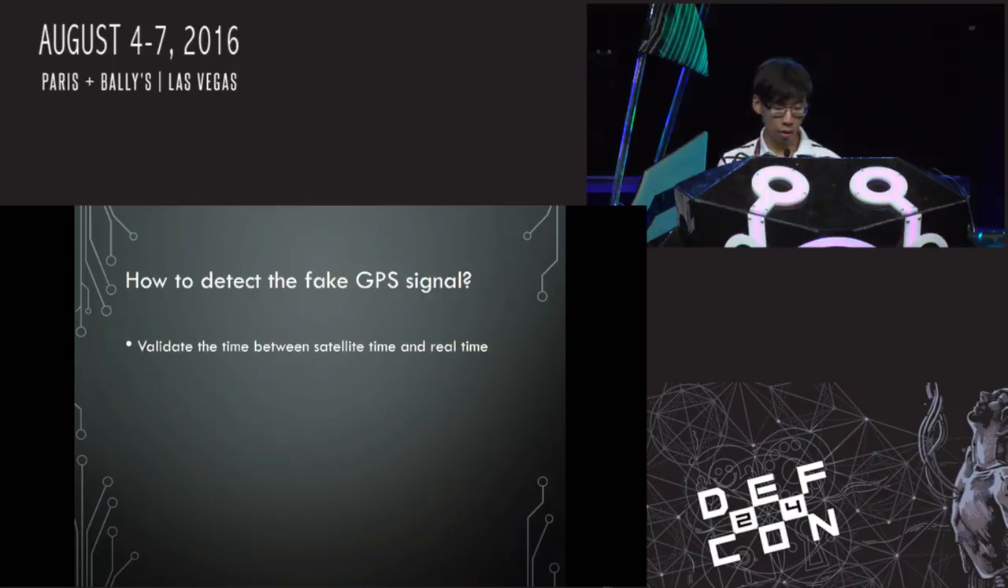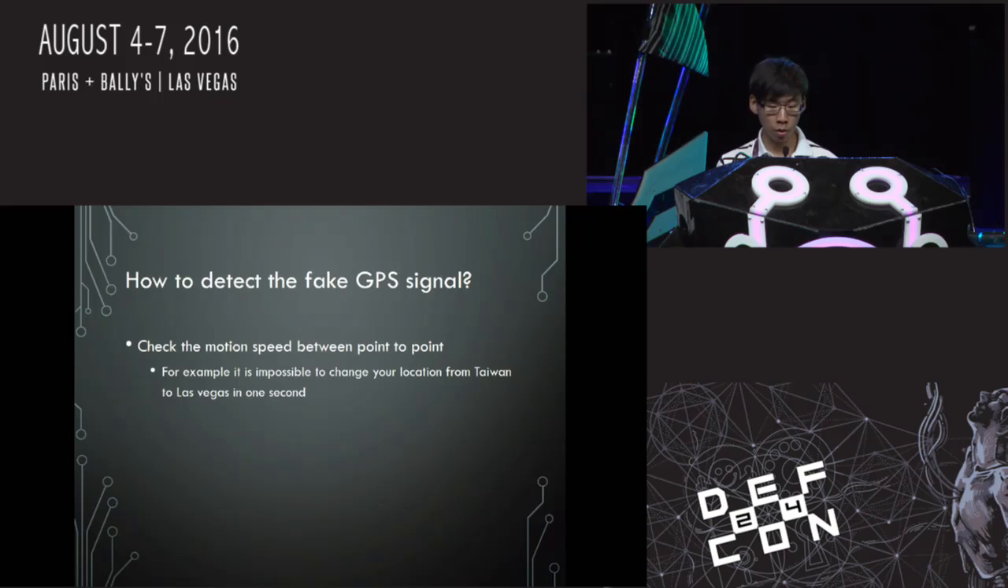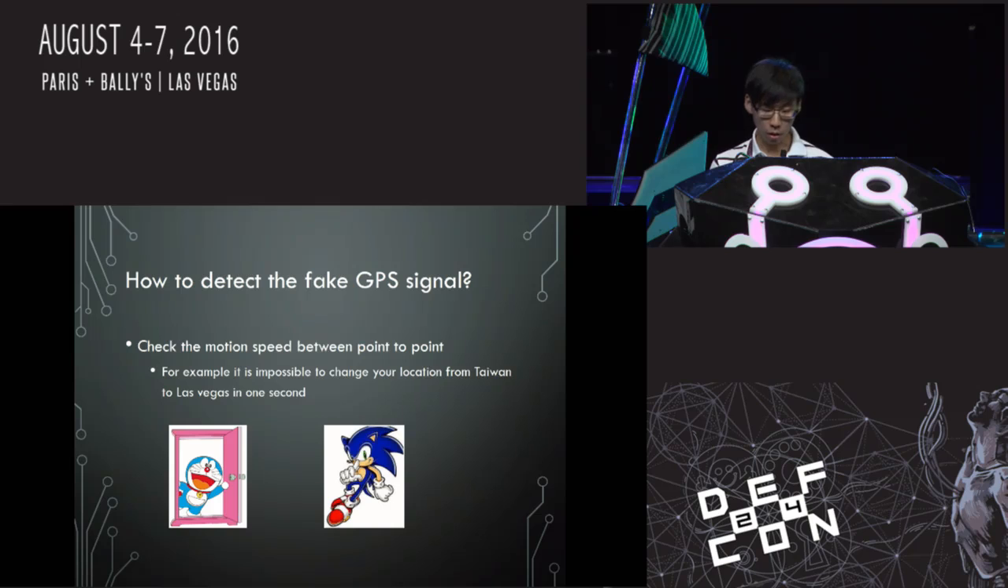And another way is to check the motion speed between point to point. For example, it is impossible to change your location from Taiwan to Las Vegas in 1 second. Unless you are Doraemon or Sonic.